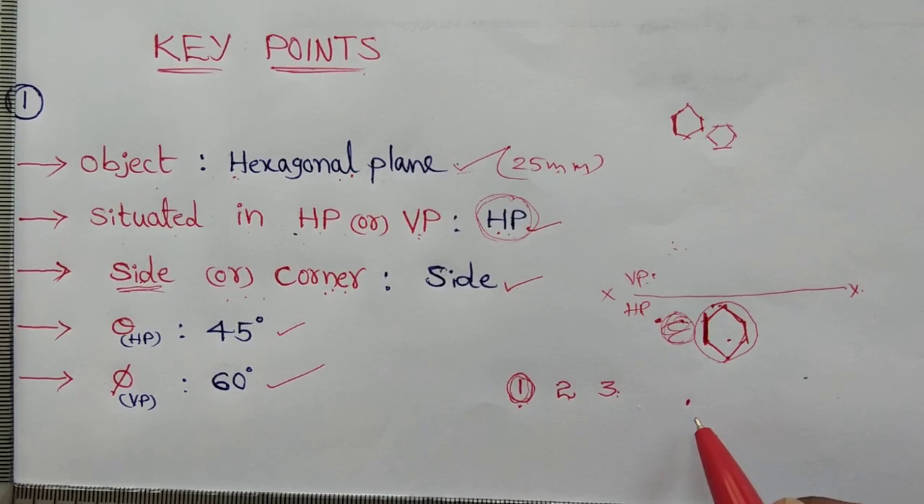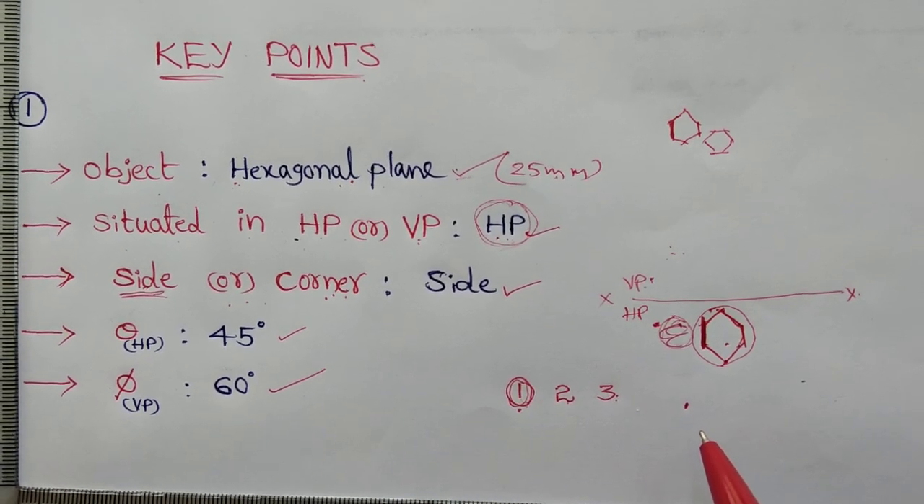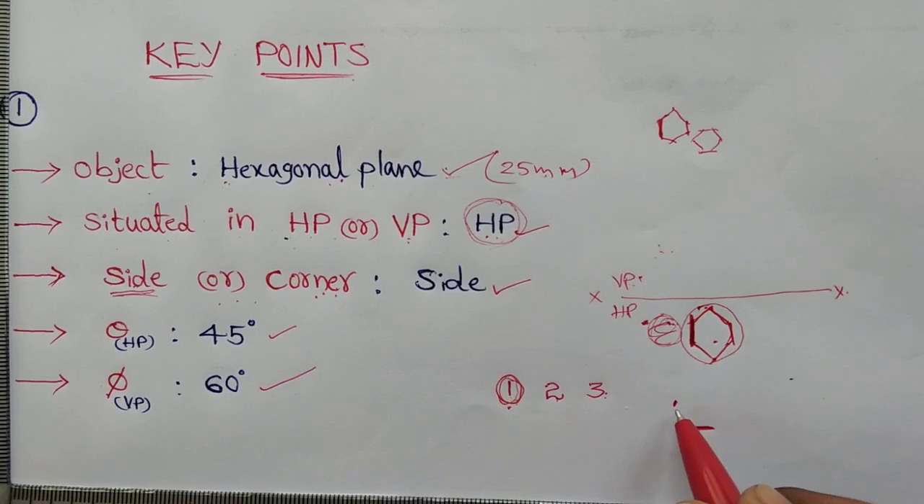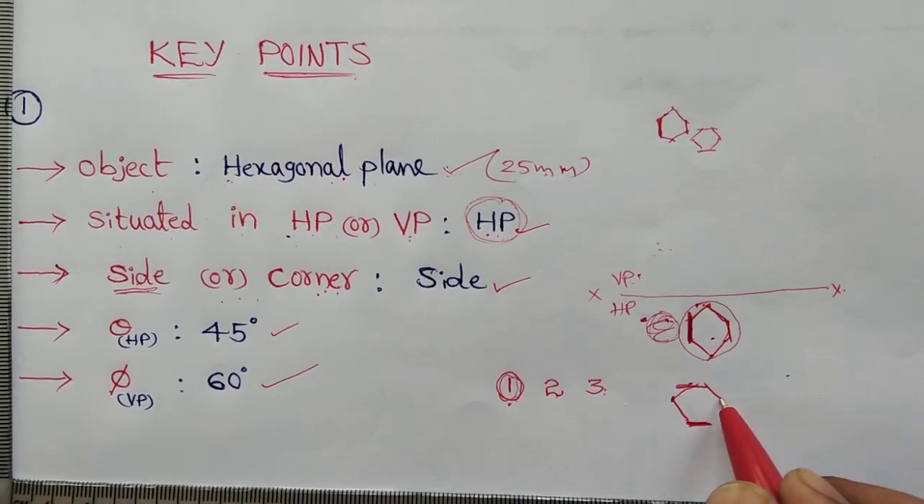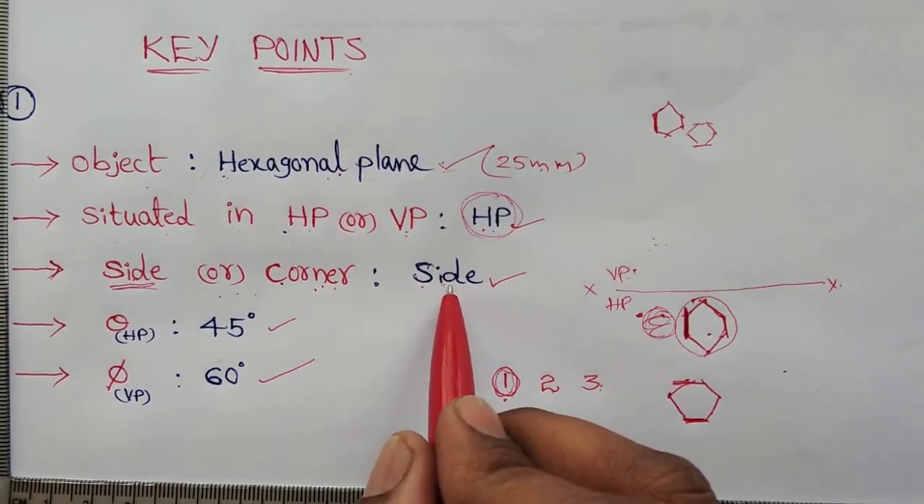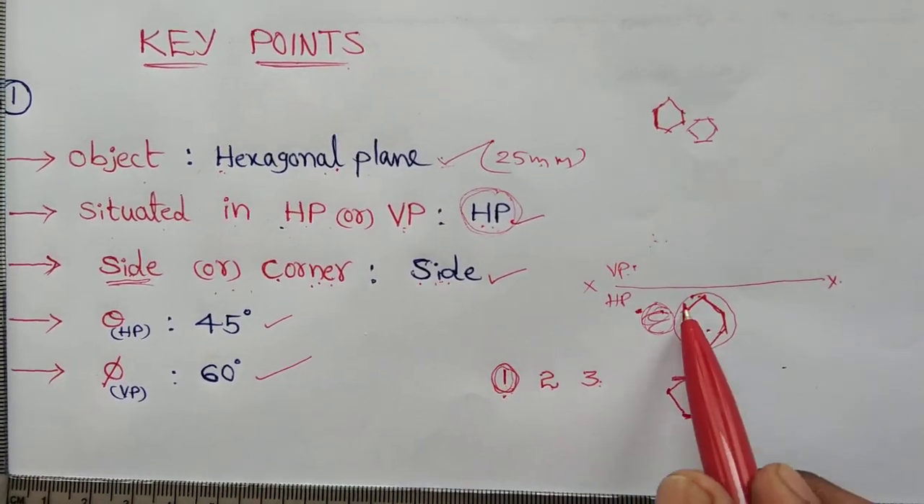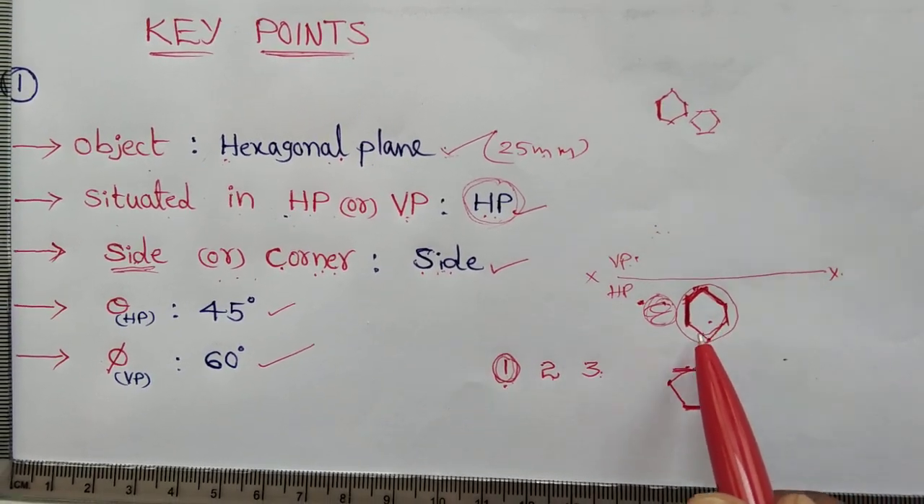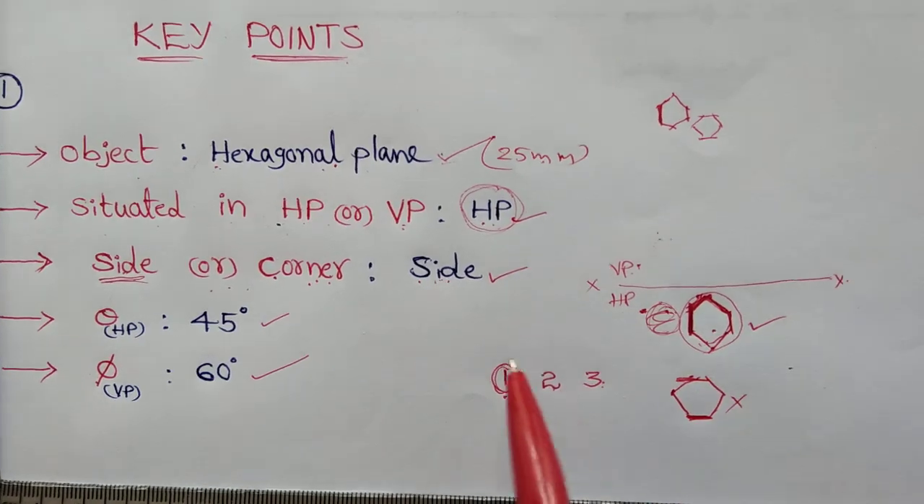So if we need to keep the corner in the horizontal plane, a side must be parallel to the reference line. So in this way we should construct the hexagon. But according to this particular condition, the side is in the HP, so that is why we should keep the side on the left side. Side is on the left side in the simple position. So this one is right, this is wrong according to this condition.